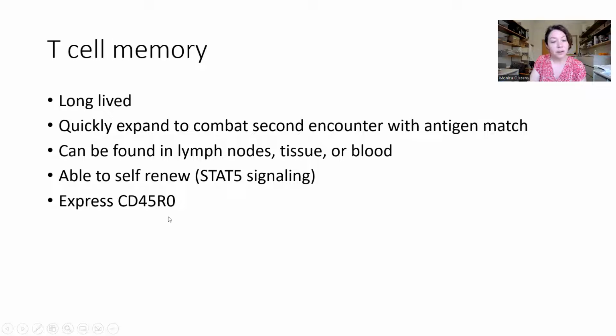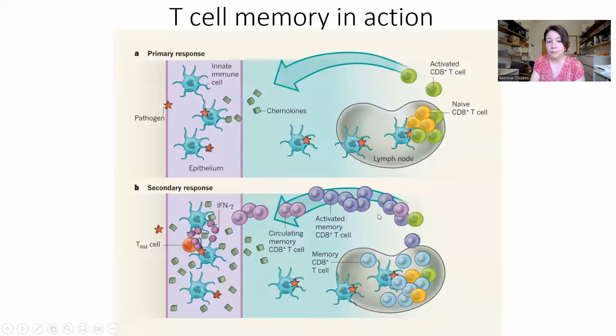If you wanted to study them, you can look for CD45RO. This is something I've actually done in bacterial brain infections in a rodent model, and you can try to find these memory cells. They're able to self-renew, which is why they can live longer than other types of T cells. And they quickly expand to combat a second encounter with the antigen.